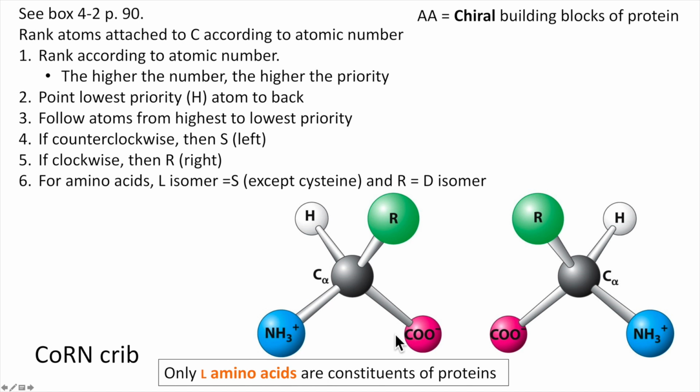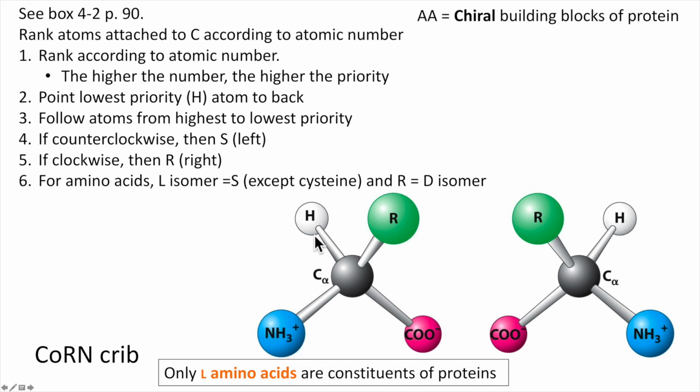And so then what's the difference between this and this? Well, this carbon group has 2 oxygens bound to it. And so that is going to outrank any of the R groups. And so when we do this, then we are seeing we're going counterclockwise. And so this is the S form, right?